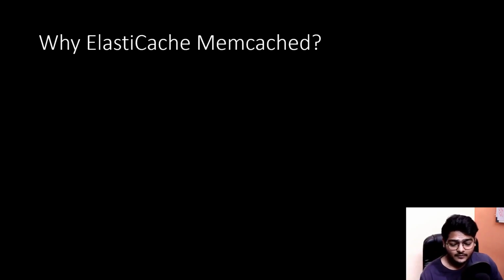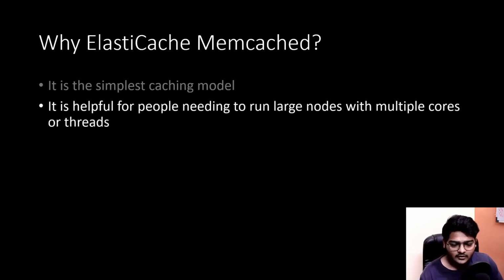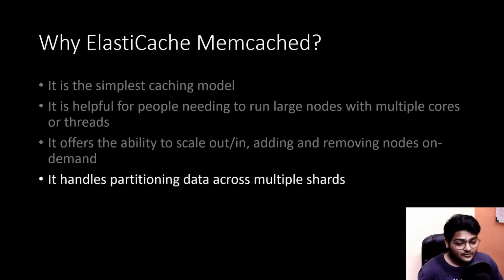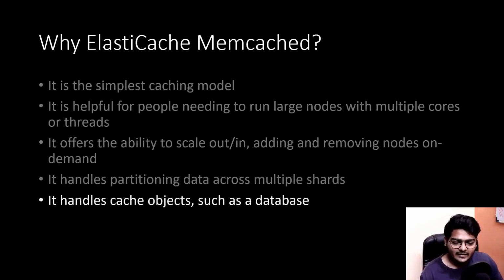So why ElastiCache for Memcached? It is a simple caching model. If someone wants to have a large node, or multiple nodes across multiple threads, it can be done via Memcached. It offers scale out, adding and removing nodes on demand as well. So that again helps you manage your caching as per the application requirements. It handles partitioning across multiple shards. It can cache objects such as databases, and one of the main features of Memcached is that it can also save session data. So now let's move to the Amazon Management Console and see how we can implement it.